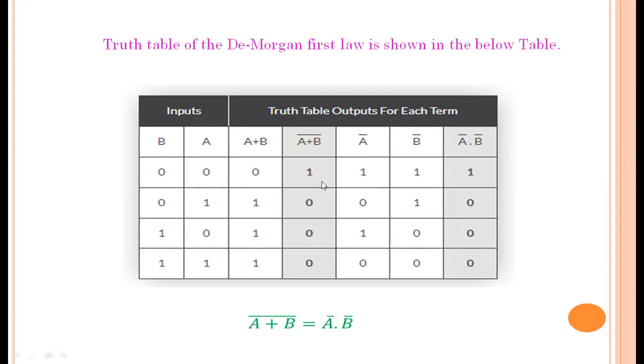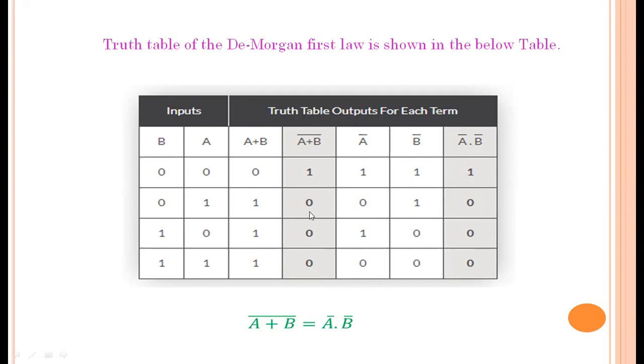So 0 inverter is 1, 0 inverter is 1, 1 inverter is 0, and 1 inverter is 0. Similarly, there is B bar: 0 inverter is 1, 0 inverter is 1, 1 inverter is 0, and 1 inverter is 0. Now what we require is A bar into B bar. That is 1 into 1 is 1, 1 into 0 is 0, 0 into 1 is 0, 0 into 0 is 0.